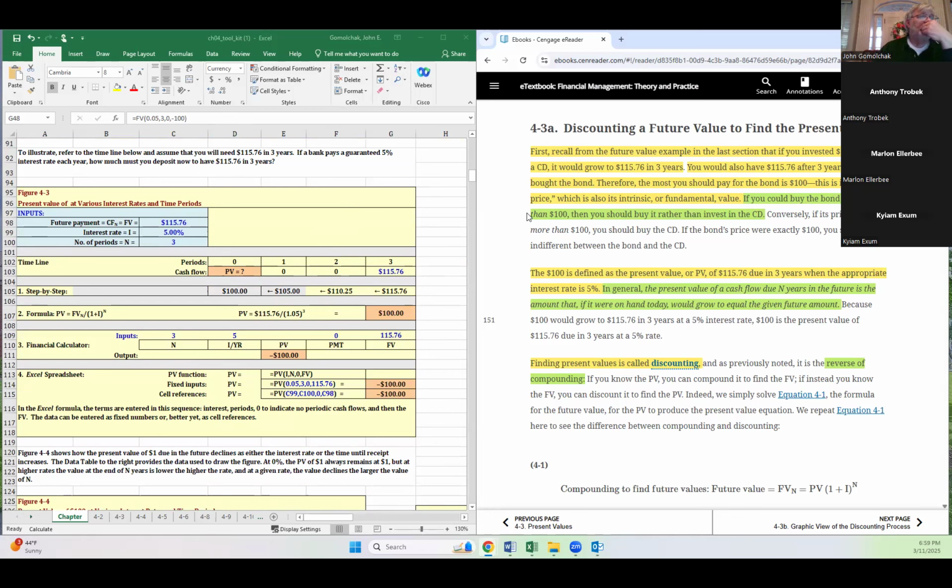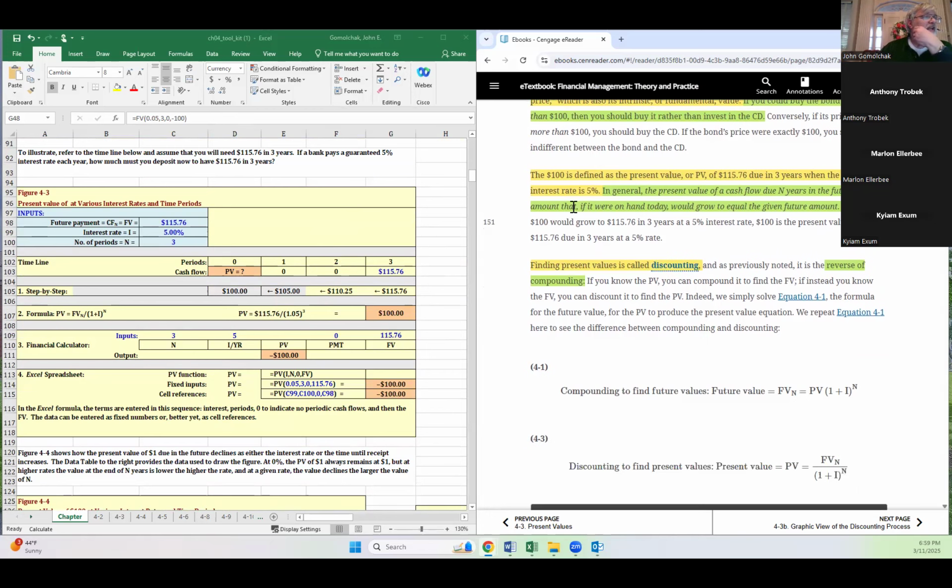You could buy the bond for this for less than $100. You should buy it rather than invest in the CD. $100 is defined as the present value, or PV, of $115.76 due in 3 years when the appropriate interest rate is 5%. In general, the present value of the cash flow due N years in the future is the amount that, if it were on hand today, would grow to equal the given future amount.